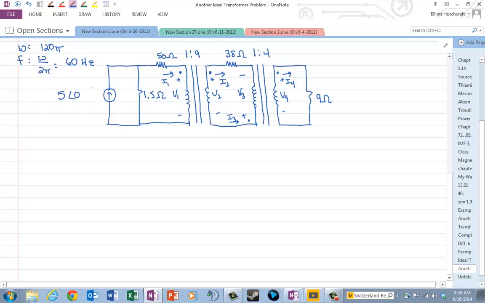I believe this is actually, I don't have a book with me, but it said amps, and I don't think that this is in RMS, because this is all in resistive form here. So I think it's just 5 angle 0 amps, not amps RMS.